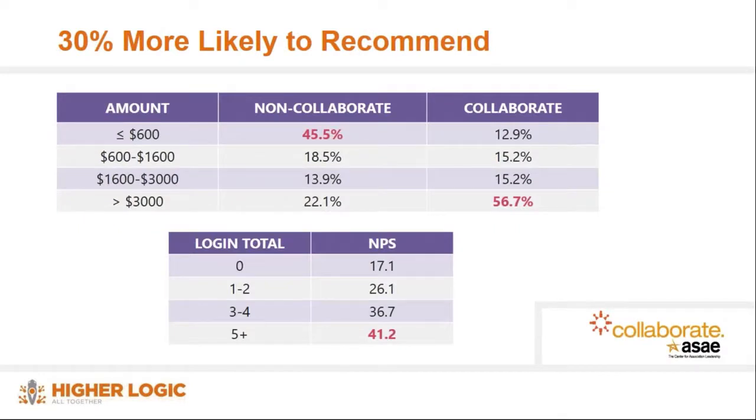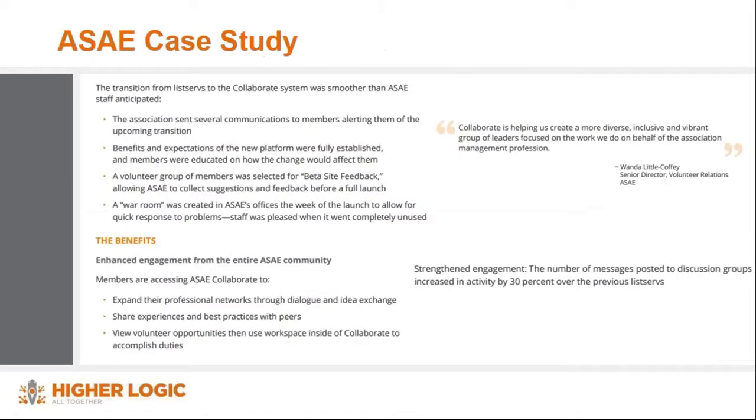ASAE found that members of Collaborate are 30% more likely to recommend ASAE to a peer or a friend, and 33% more likely to spend more money on different programs or events that they have going on. Let's take a closer look at the case study on ASAE's community Collaborate. ASAE transitioned from Listservs to the community, and it was a very smooth process, a lot smoother than they had anticipated. So how did they prepare for this transition?